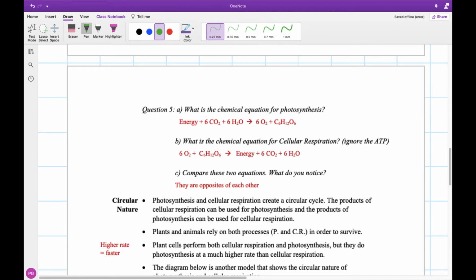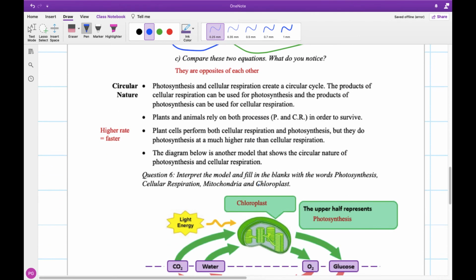Now, if we look at the two equations for photosynthesis and cellular respiration, we notice that they are actually opposites of each other. The starting point for photosynthesis is the same as the ending point for cellular respiration. And then we've got the ending point for photosynthesis being the starting point for cellular respiration. So these are just opposites, two directions, the same reaction taking place. That means that photosynthesis and cellular respiration create a circular cycle. The products of one can be used for the other. And plants and animals rely on both processes in order to survive.